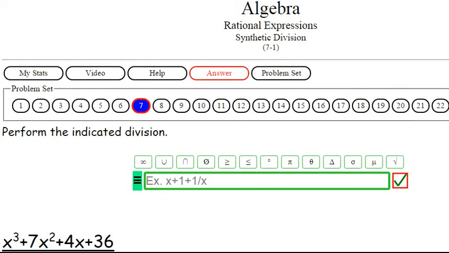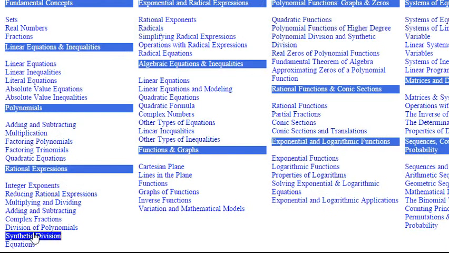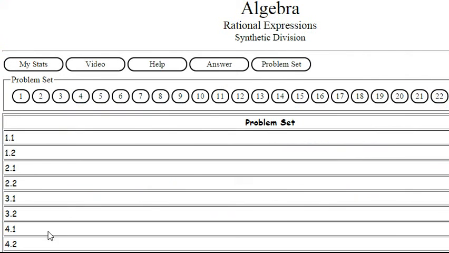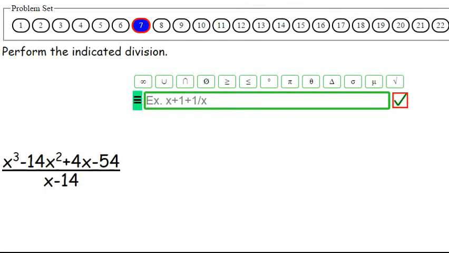Alright, we're over here at gotomath.com. See you in the next problem. Go over to Algebra. Let's go down to synthetic division. What are we looking at? 7.2, I believe. I believe that's what we're doing. If I can get it to come up. Get that sucker to come up.